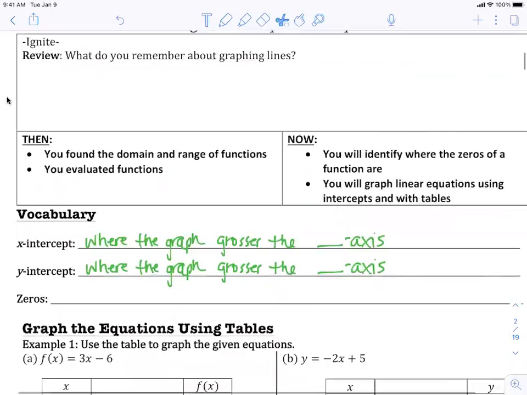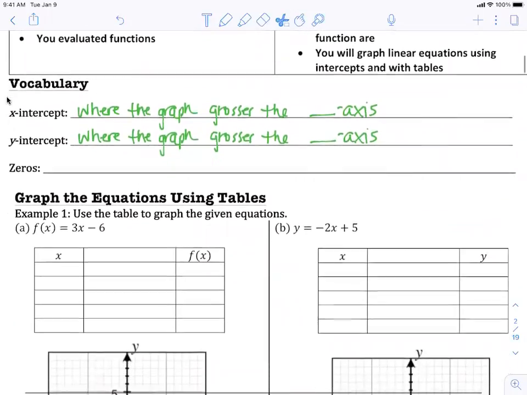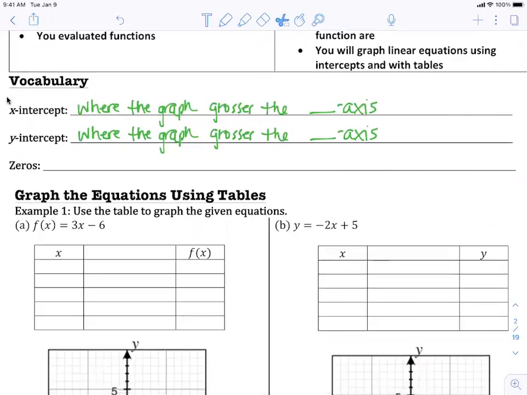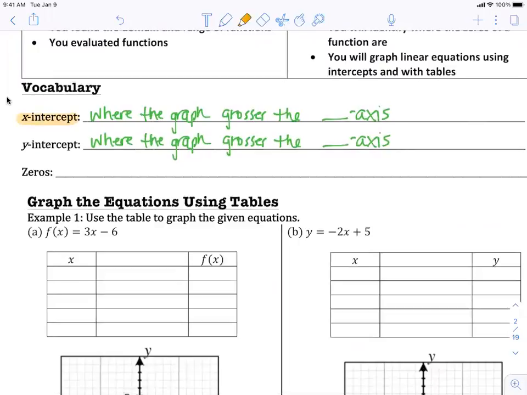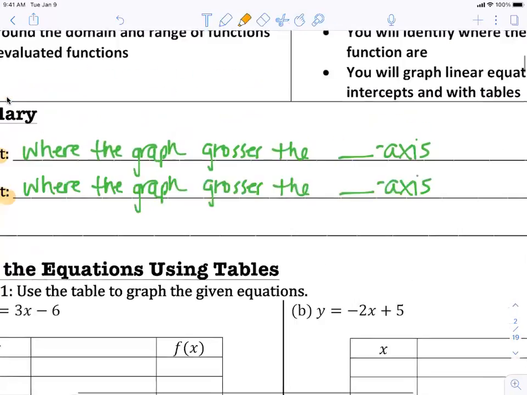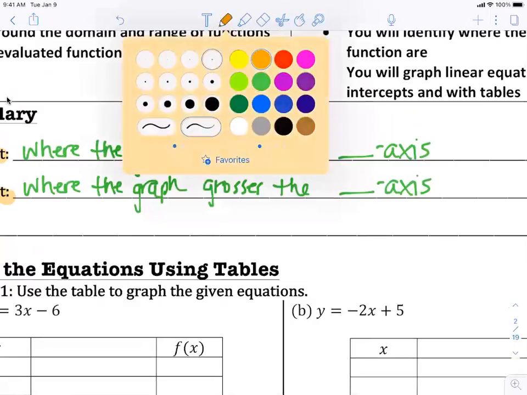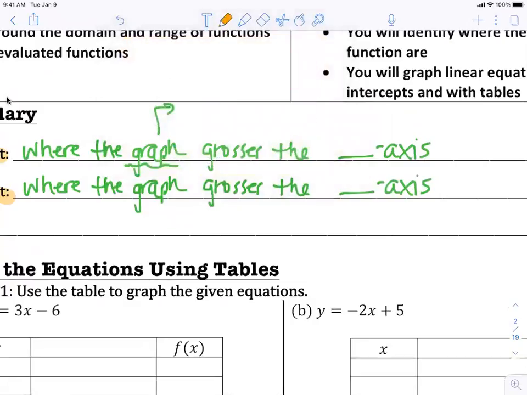So first and foremost, we do have to talk about a little bit of vocabulary before we get into the nitty-gritty part of graphing. The first thing that we're going to talk about is what it means to be an x-intercept or a y-intercept. These are pretty specific places on the graph. Something to keep note of, when we say the graph, and I'll write that on here, the graph, it really just means the line that is graphed.